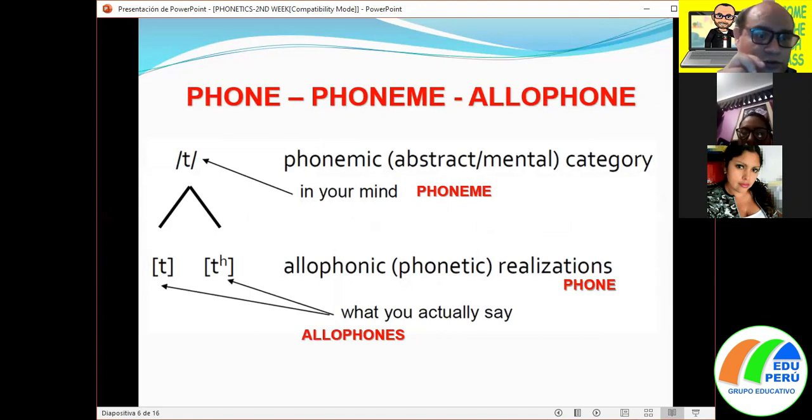Ta. Notice here the difference in the transcription. At the top, you have slashes. And the second level, you have brackets. Slashes means that it is a phoneme. And here you have brackets, so it means they are phones. These two phones belong to the same phoneme, so we call them allophones. Allophones are the sounds that we actually say.